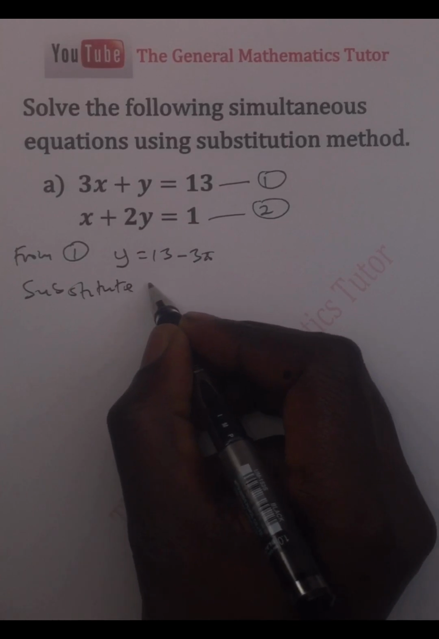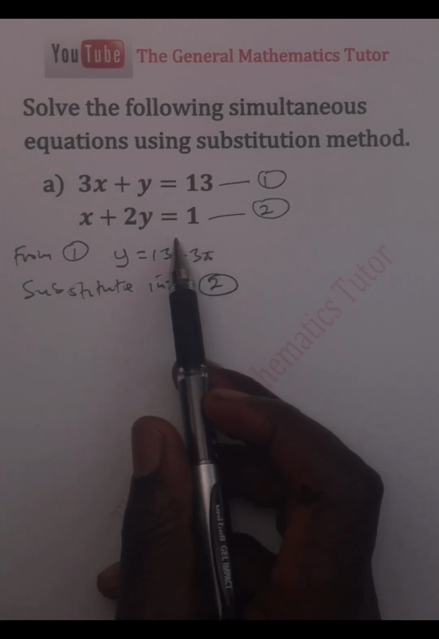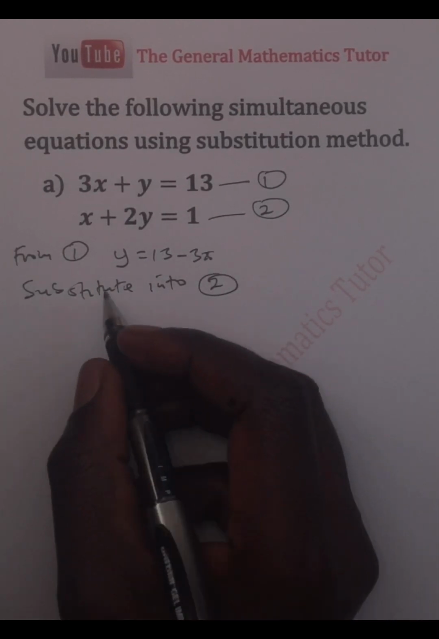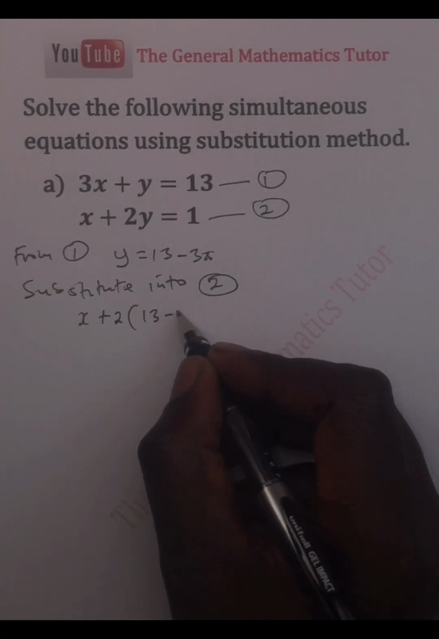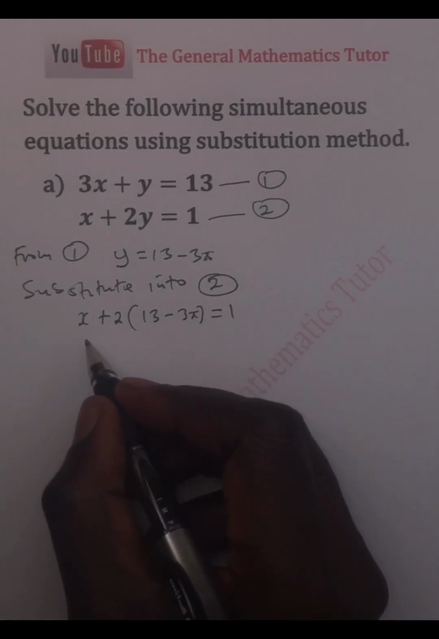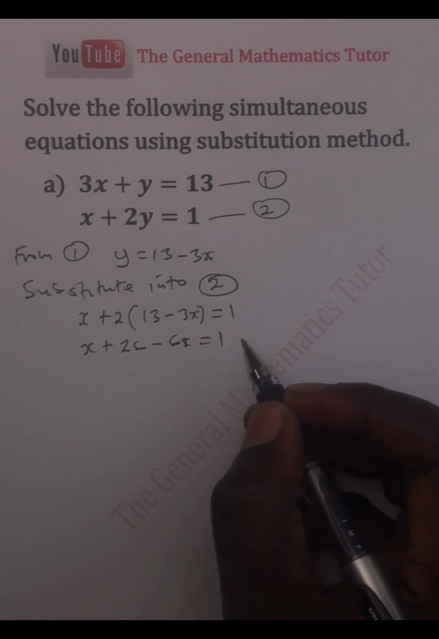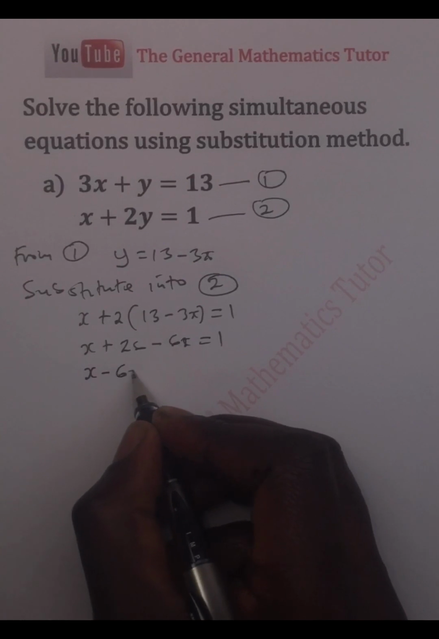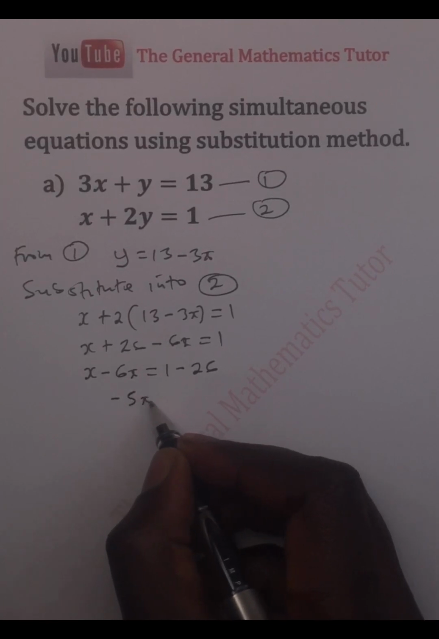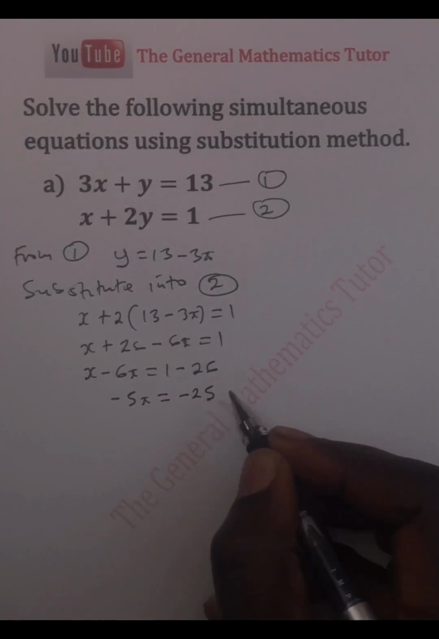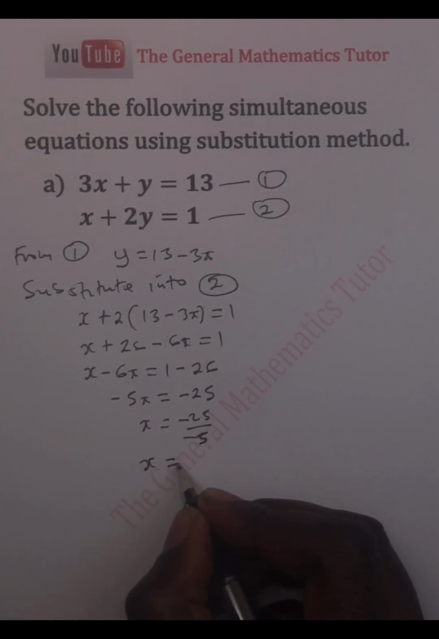You can substitute that into equation 2, so that wherever there is y, we write 13 minus 3x. So in the second equation, we'll have x plus 2 times y, that is 13 minus 3x, is equal to 1. So x plus 26 minus 6x is equal to 1. Then we collect the like terms. We have x minus 6x is equal to 1 minus 26. So that we have negative 5x is equal to negative 25. So it means x is equal to negative 25 over negative 5, so that x is just equal to 5.